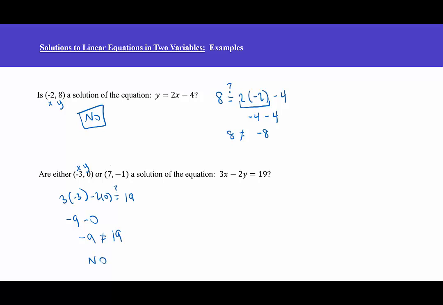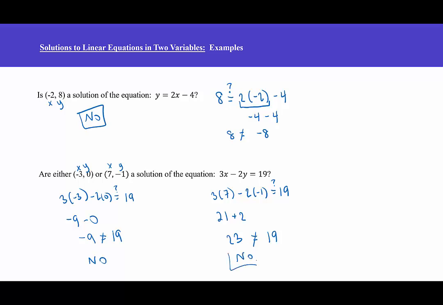How about 7, -1? We plug in 7 for x, -1 for y. How about 3 times 7 minus 2 times -1? Does that equal 19? Let's see. So 3 times 7 is 21. A negative times a negative is positive. 2 times 1 is 2. Well, this makes 23. Oh, it was looking so promising. However, 23 doesn't equal 19, and we have yet another no.